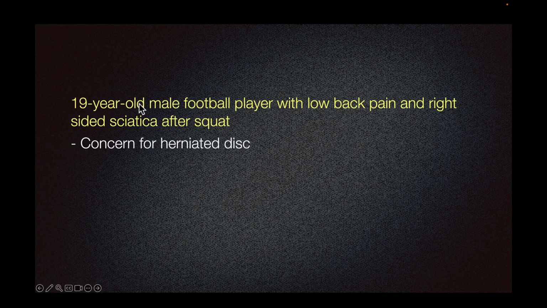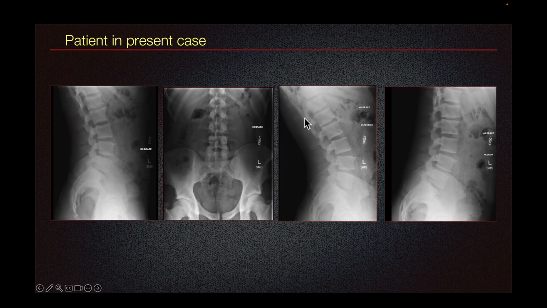We have a case of a 19-year-old male with low back pain and right-sided sciatica after a squat. There's a clinical concern for herniated disc. In the radiographs, which include extension and flexion views, we see that the vertebral bodies have a grossly normal height and alignment, and there's an anterior osteophyte at the anterior superior L4.